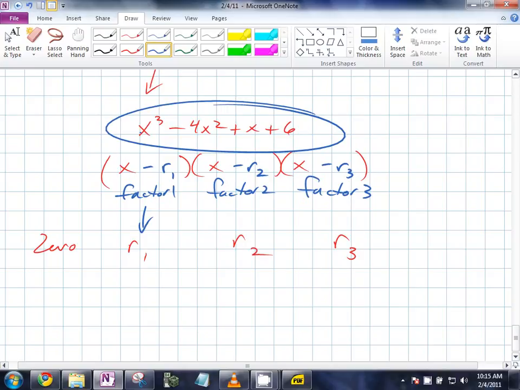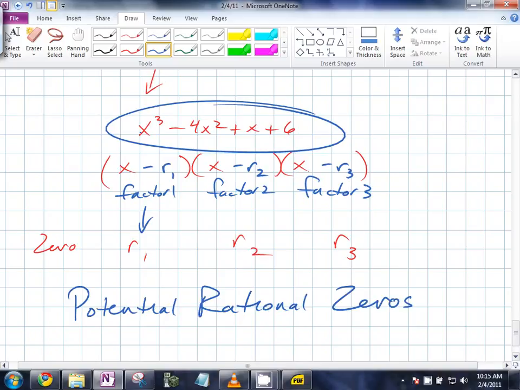rational zeros. Is a polynomial guaranteed to have any rational zeros? No. But if it does, you have a way of listing all the potential ones.